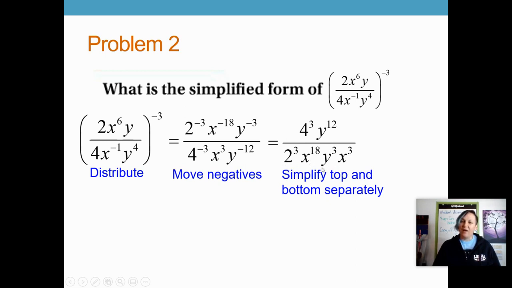And on the bottom, I also have 2 letter x's. If you have the same variable on the same side of the fraction bar, you can combine them together using our rule for multiplication, which says add your exponents. So I will be adding the 18 and the 3 from the letter x's together.